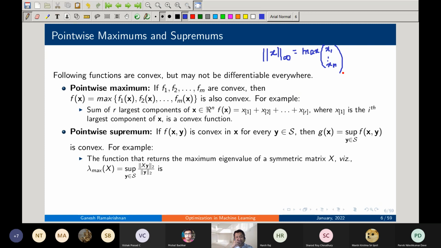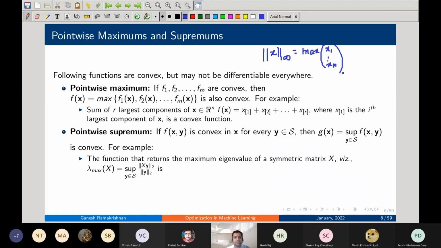Okay, so is this convex? Well, because norm is a convex function, it should hold. But then there are many other pointwise maximum examples. So in general, if f1 to fm are convex, linear being a special case in the case of x1 to xn, but if they are convex in general, then the max of these is also convex.